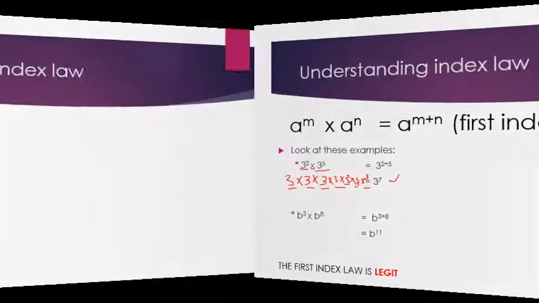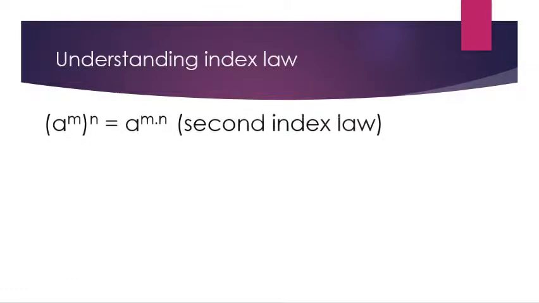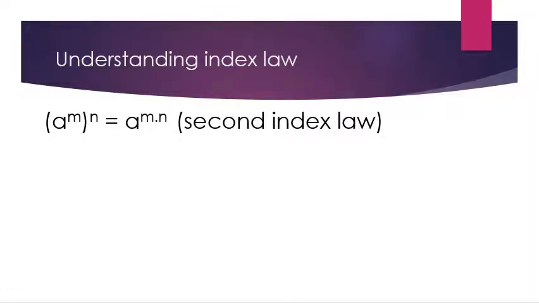Next is the second index law. What happens when you have a to the power of m inside the bracket, and then you also make this to the power of n? It means that you multiply the indices.